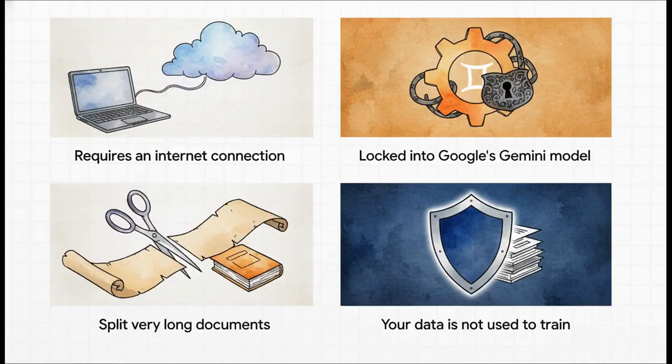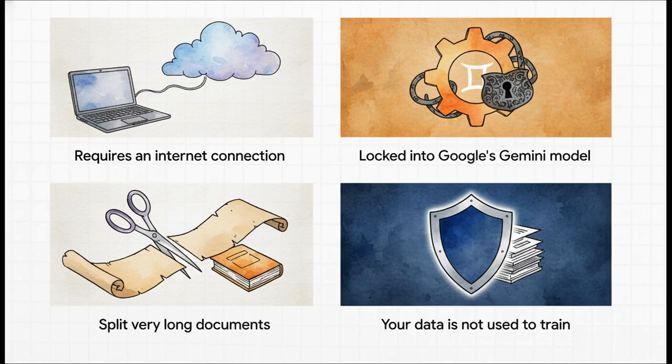And just a few final words of caution to keep in mind. This is a cloud-only tool, so yeah, you need an internet connection. And you're locked into using Google's Gemini model. Here's a pro tip. If you're working with super long documents, like a whole book, split it into smaller chunks before you upload. That way you're sure the AI can process the entire text without missing anything. And, this is critical for anyone worried about privacy, Google has stated that they do not use your uploaded data to train their models.